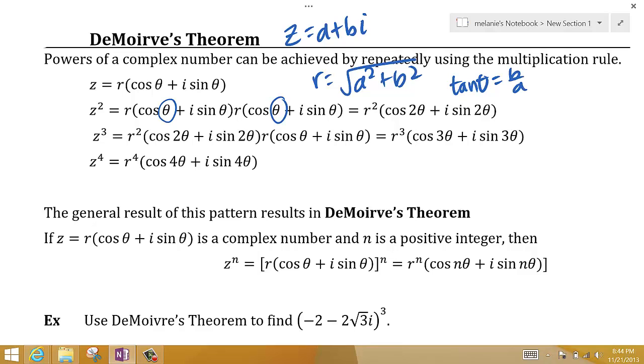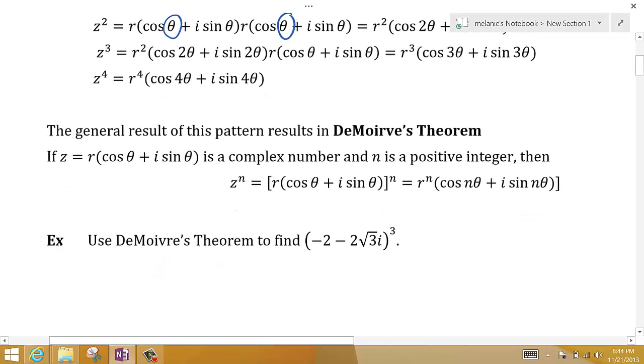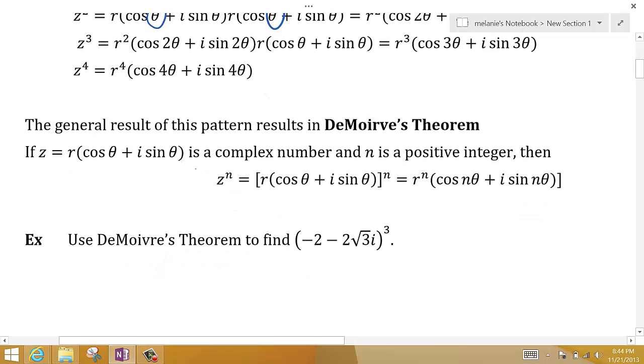If we do this in general, we end up with something called DeMoivre's theorem. z equal r cosine theta plus i sine theta is a complex number. If n is a positive integer, then we can raise z to any power n, and here it is written in trigonometric form. To do so, we take the modulus and raise it to the n power, and we take the argument and multiply by n.